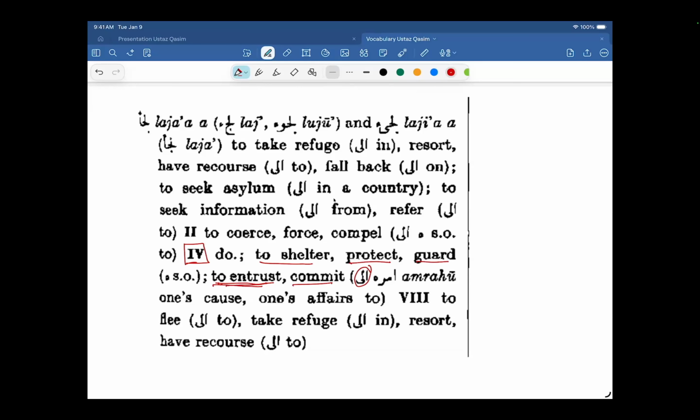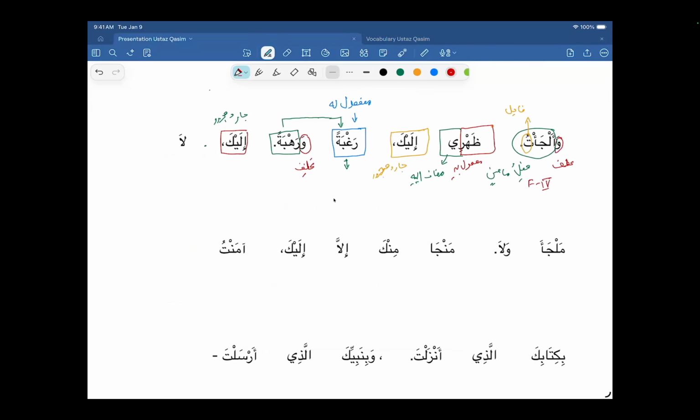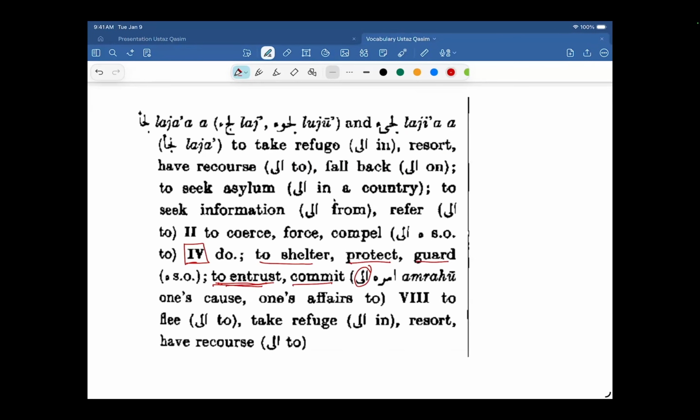This is the reason I was looking for. This is from the Hans Wehr book. So look at one's affairs too: to commit something, or to entrust one's affair to someone.